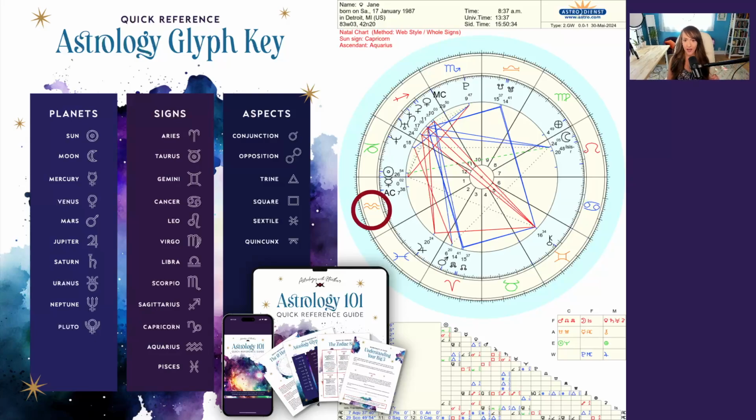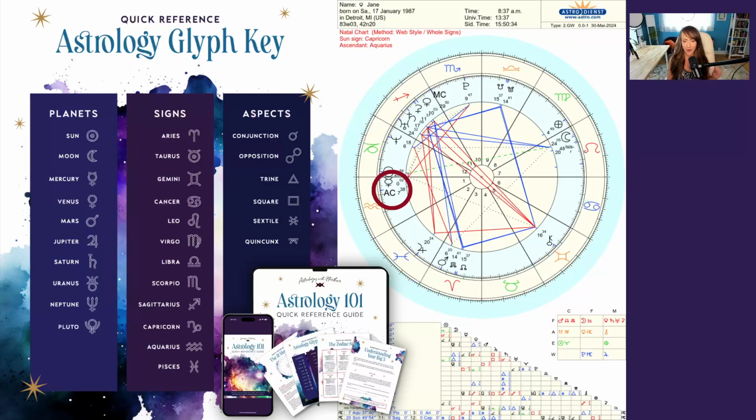Next, you're going to want to look at this outer wheel. The outer wheel contains all of the glyphs that you see on the left in your astrology glyph key for the zodiac signs. This is going to be your starting point for understanding which planets are located in which signs within the birth chart. From there, you're going to see things like this little AC.